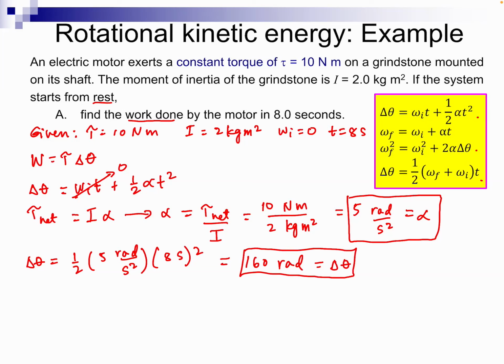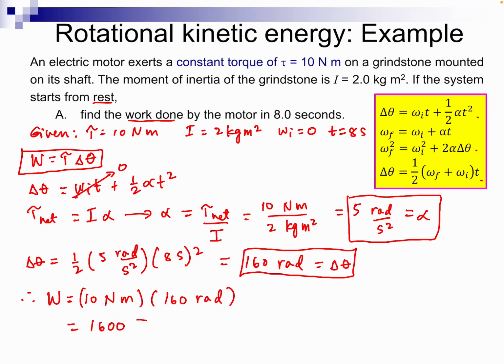And finally, since we now know the angular displacement, we can find the work. The work done is equal to the torque, which is the equation we're working from. The torque is given as 10 newton meters times the angular displacement of 160 radians, which gives you 1,600 joules of work.